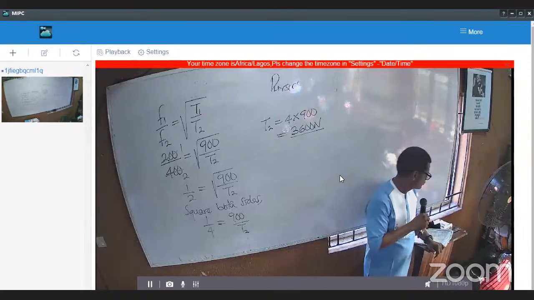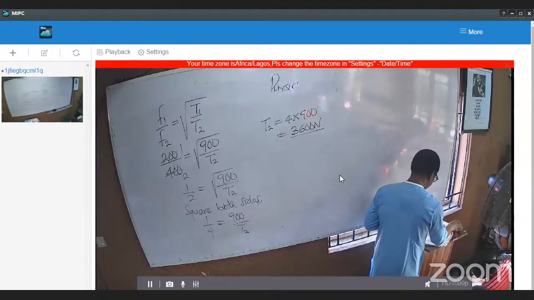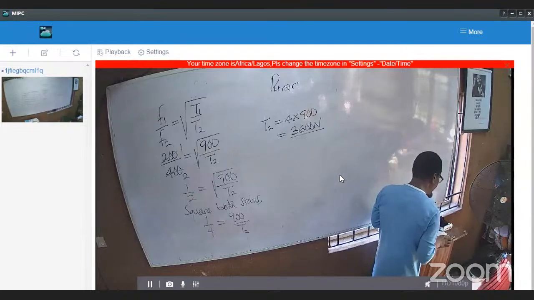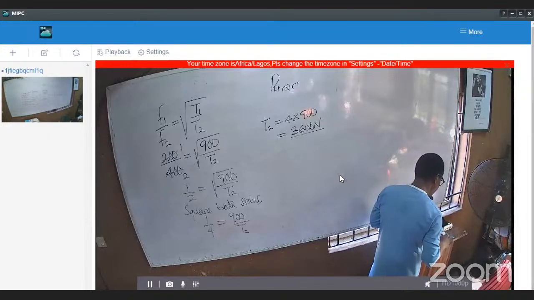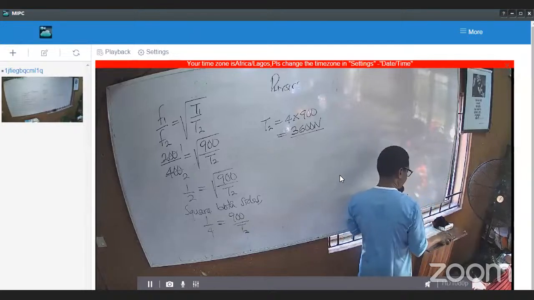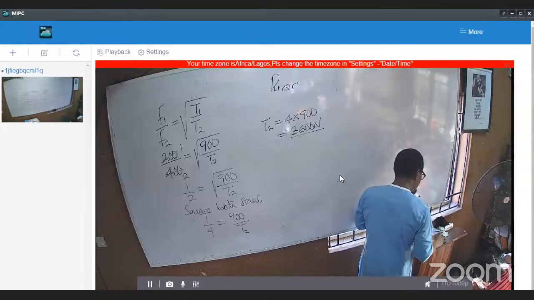Question 3. The amplitude of a sound wave determines its: option A, frequency; option B, quality; option C, loudness; option D, pitch. Class, what's the answer? Loudness. Your result will be loud.